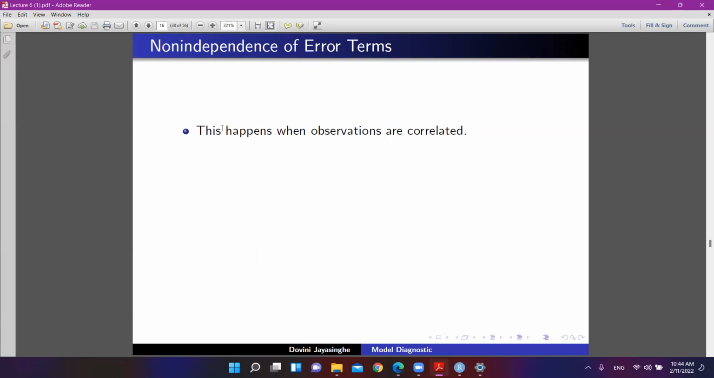Independence of error types. This happens when observations are correlated. That means when observations have relationships, if some observation is depending on the other observation, for example, the rainfall in a monthly manner, so that is dependent, right?